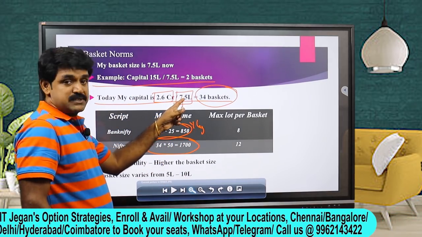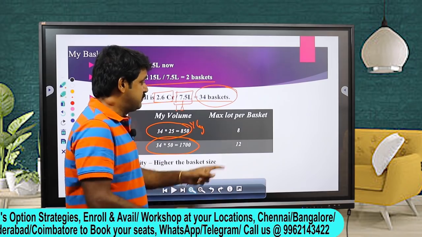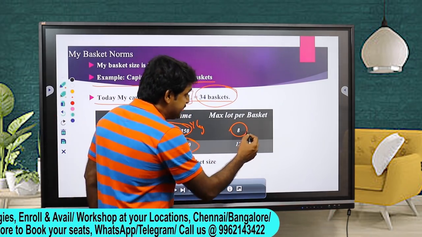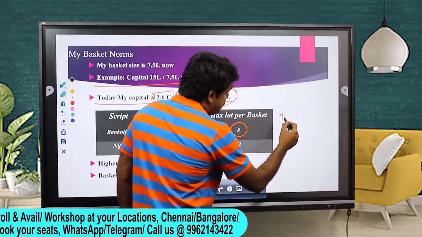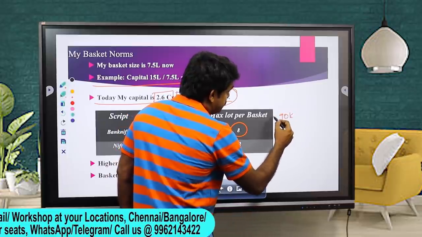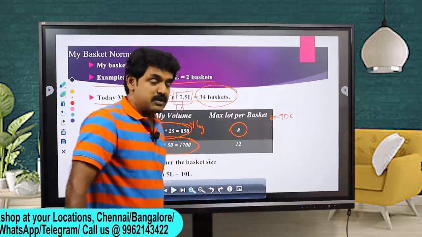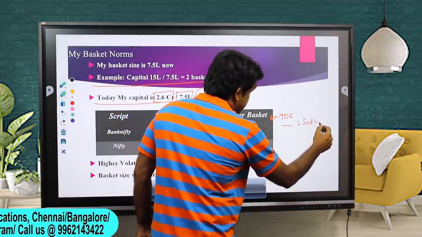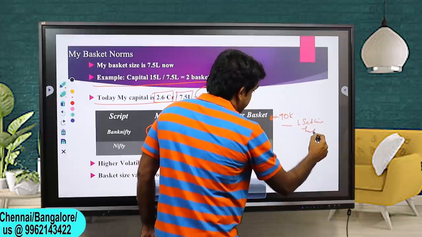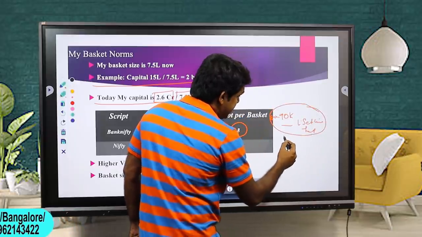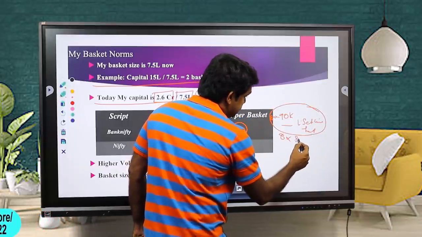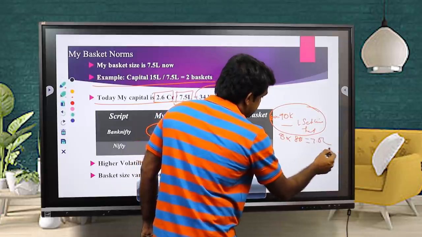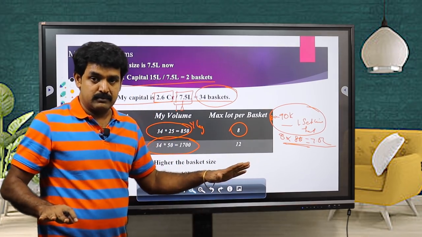So now, this is for one leg. And what is the basket size? 7.5 lakhs. How many lots can I do? With the Bank Nifty, I can do only 8 lots, because with the hedging, the cost of Bank Nifty is going to be 80 to 90k for one set, call and put with the hedging. So if I do 8 sets, approximately it comes to 7.5 lakhs. My capital is over.